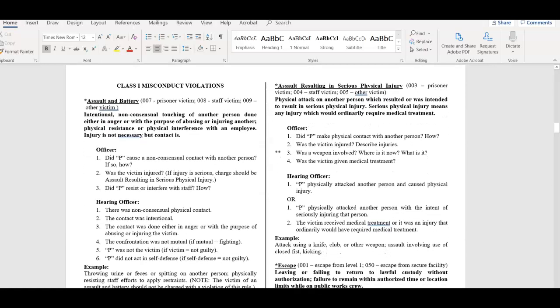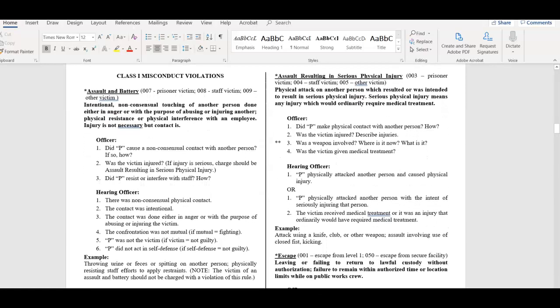So one of the things that makes this so easy to use is that MDOC has basically written out questions that you should ask yourself to make sure you charge right. Charging correctly is really important because, one, if you mischarge somebody, it'll get thrown out at the hearing. But also, particularly with class 1s, you want to have the charge correct because class 1s could be charged criminally as well through the state police.